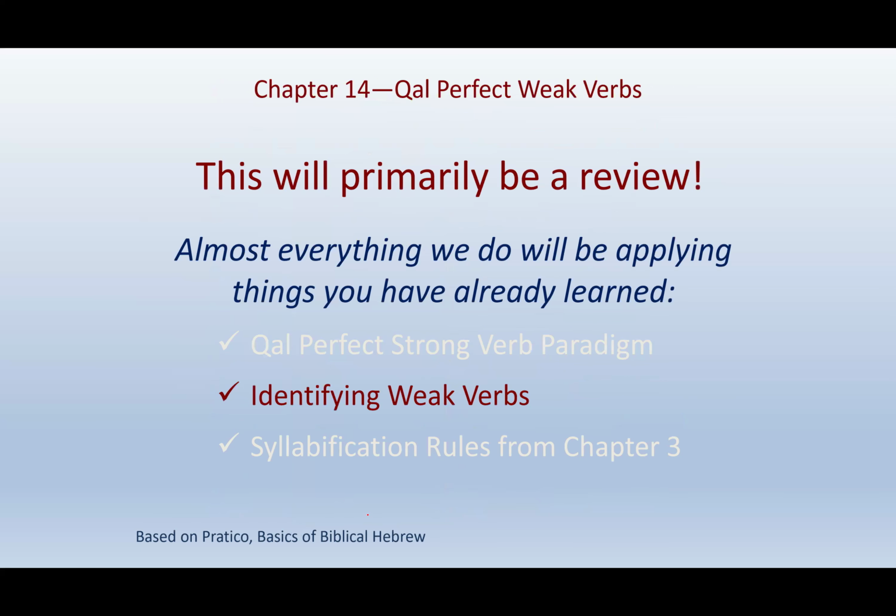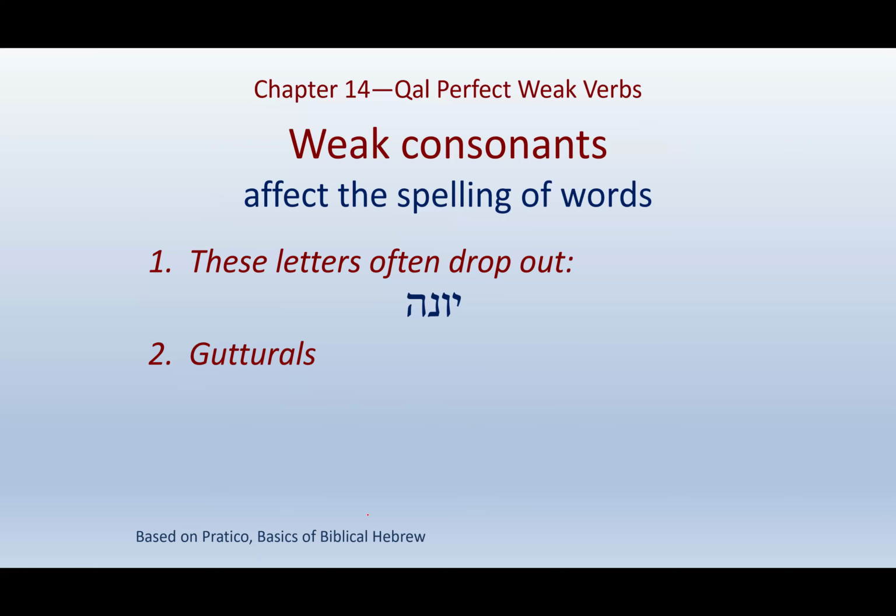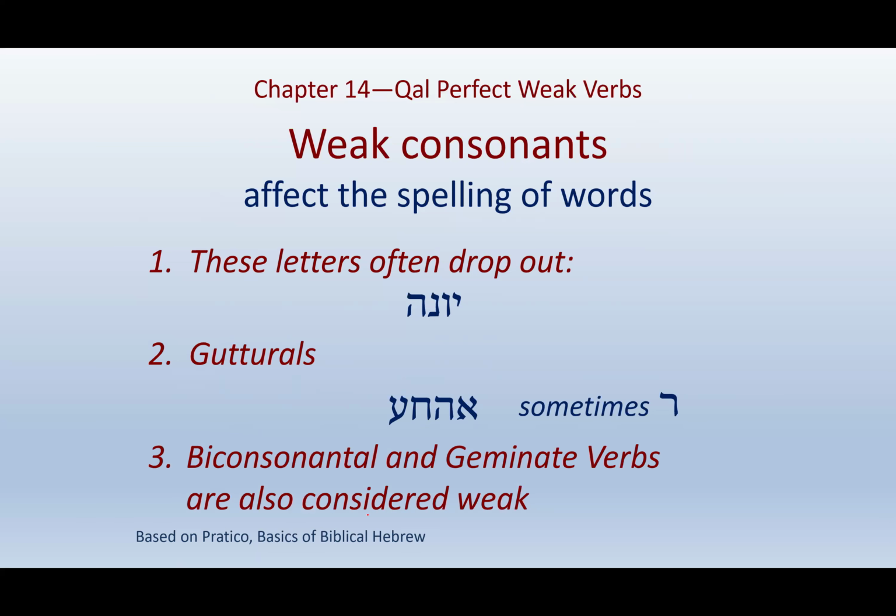Next, we want to remember about identifying weak verbs. Weak consonants affect the spellings of words. These letters often drop out. The yod, vav, nun, hey, those often will drop out of a word. And that makes it weak. Gutturals will make it weak. And that's aleph, hey, chet, ayin, and sometimes resh. And then biconsonantals, geminate verbs are also considered weak. And actually, we will go over those in the next lesson. We're not going to get that far today.